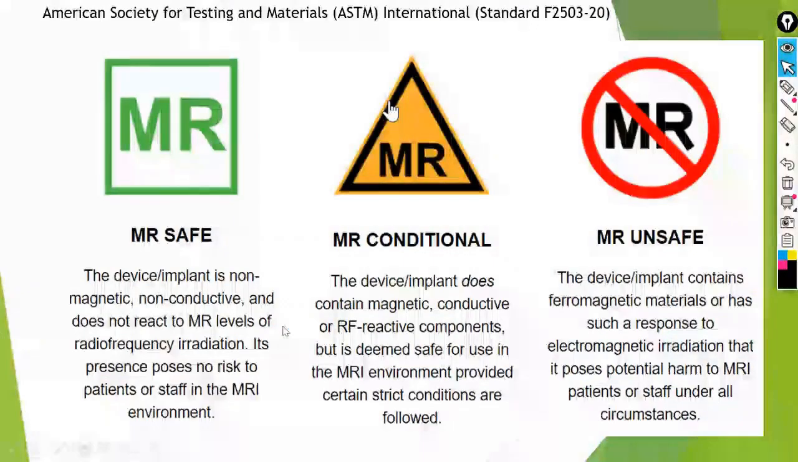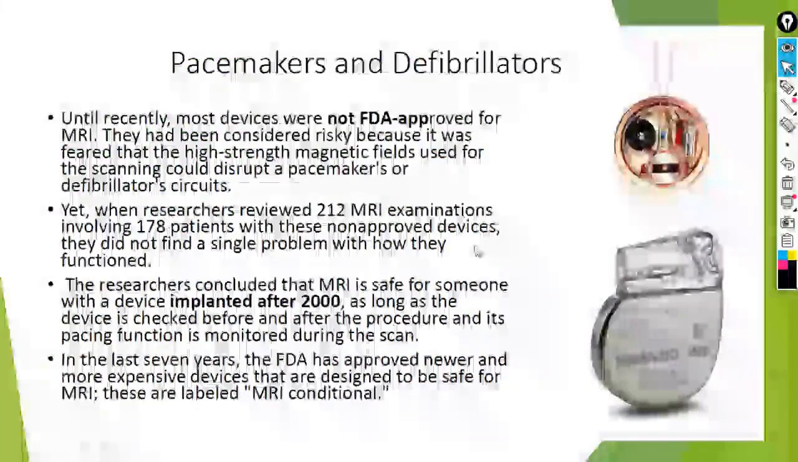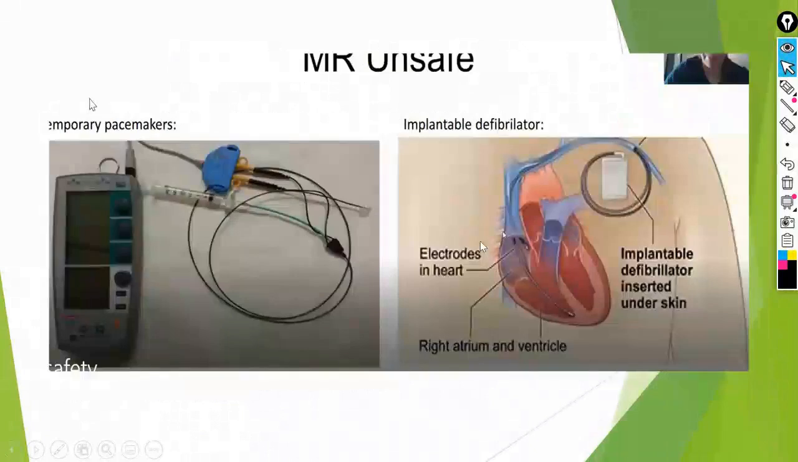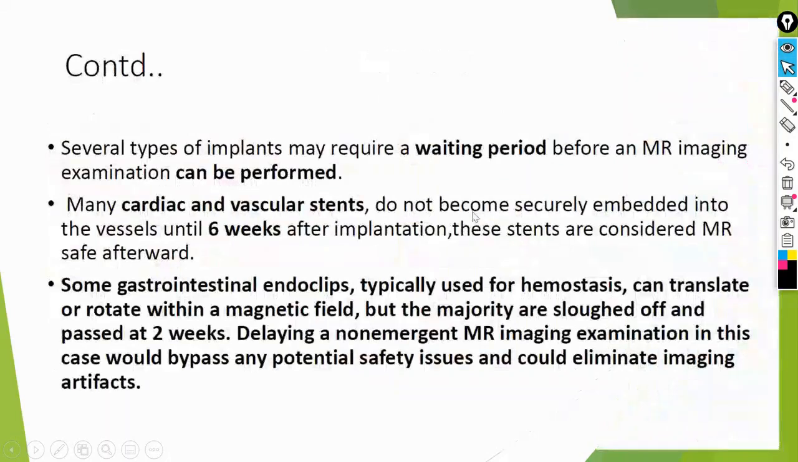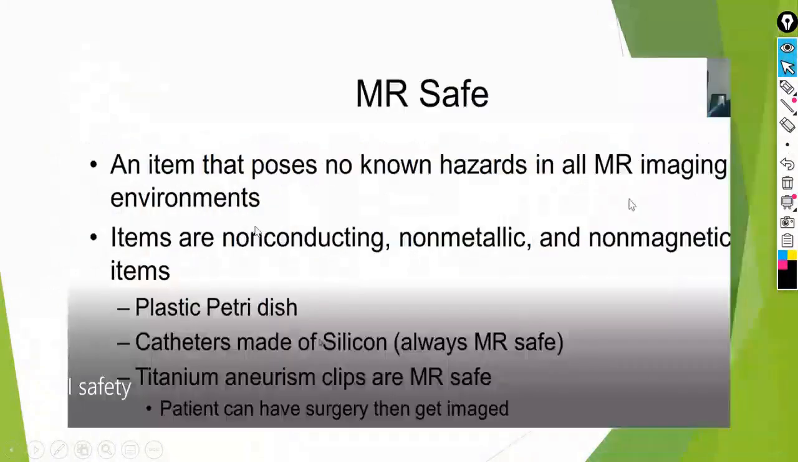For example, MRI safe looks like this, MRI conditional looks like this, and MRI unsafe looks like this. Conditional devices always have manufacturer conditions that need to be followed. Pacemakers and similar devices are, of course, unsafe. There are some stents in cardiac and vascular procedures that indicate you can image the patient after 6 weeks or so. This is what is meant by MRI conditional. For example, plastic, silicone, or titanium materials can be used very safely without causing any problems.